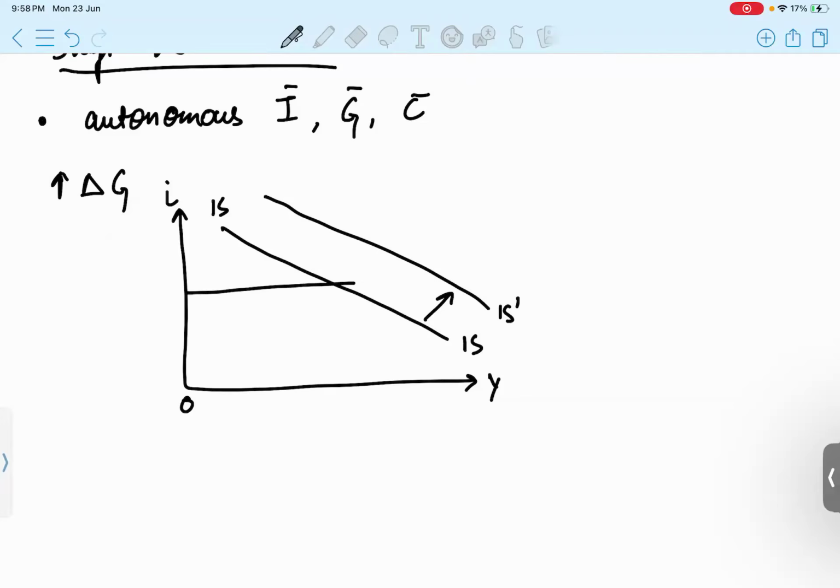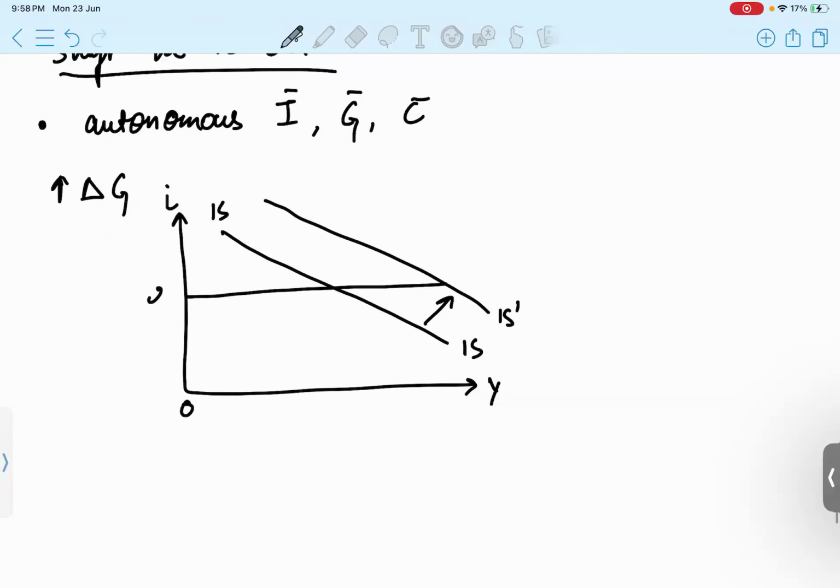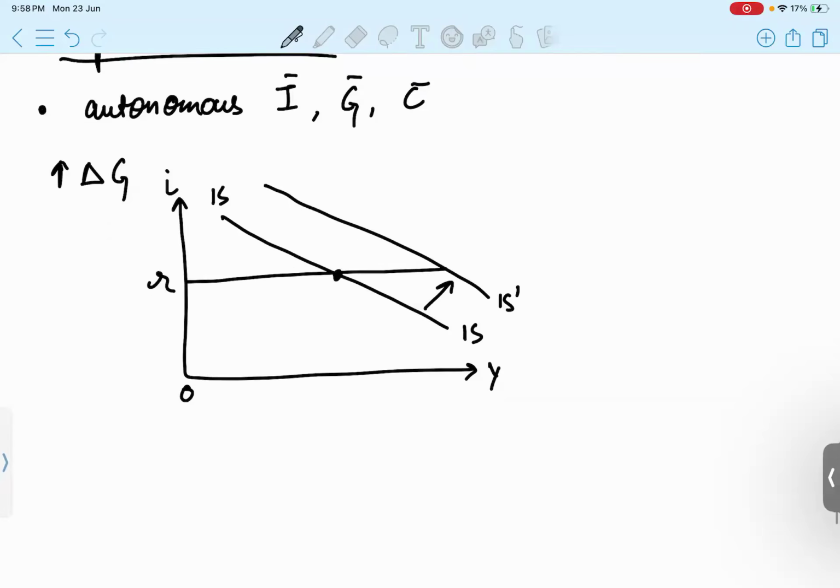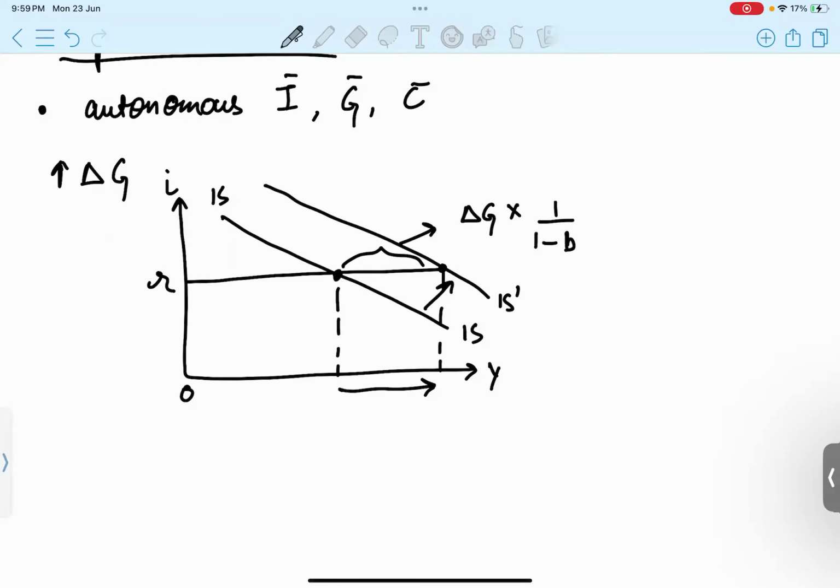And since only government expenditure is increasing, there's no change in investment. So the rate of interest remains the same. And you can see the impact that is causing on the GDP. So GDP expansion happens when there is an increase in the government expenditure, and the size of the shift can be calculated by the change in government expenditure multiplied by the government expenditure multiplier. The formula for the investment multiplier and the government expenditure multiplier is the same.